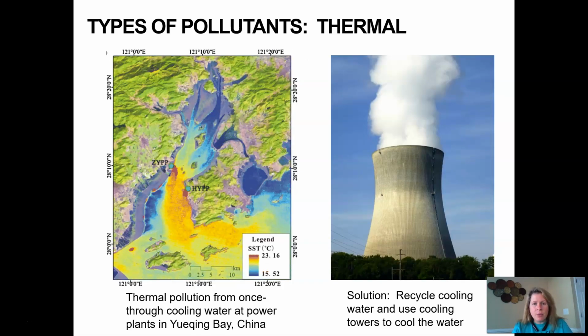And then here's an example of thermal pollution. This satellite photography shows a particular bay in China, and you can see where there are 2 power plants here. And then you can see the thermal pollution as a result of them dumping cooling water out into the bay, and you can see how far that extends. And then the solution there is not to use your cooling water as a once-through process, but to recycle that cooling water and use cooling towers in order to cool it down before you send it back into the process to cool machinery.